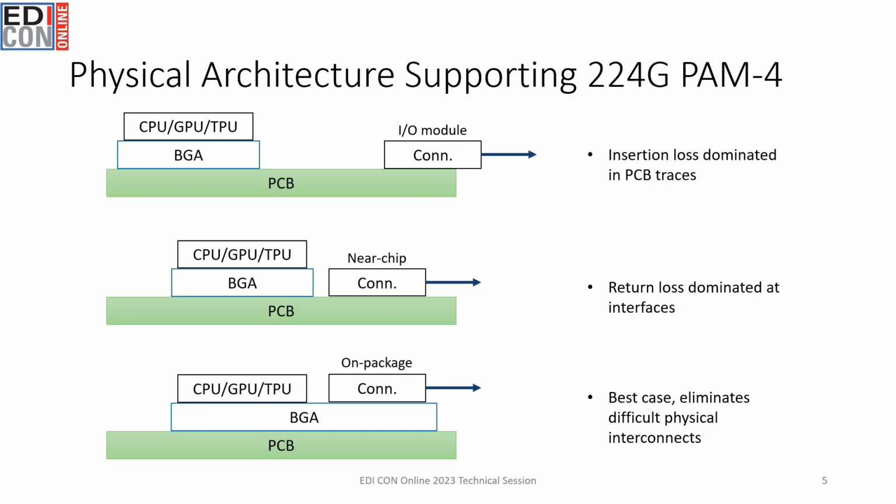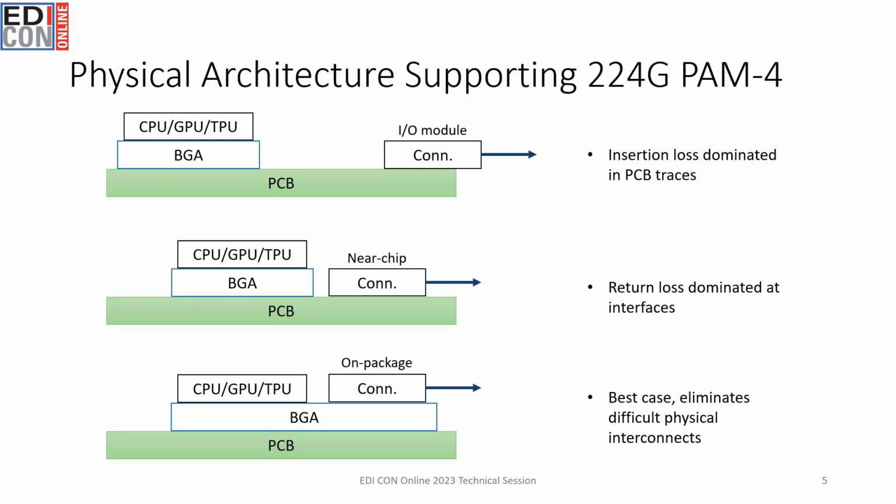So now the loss mechanism in these interconnects switches from insertion loss dominated to return loss dominated. And then this requires very good impedance matching at each end of the interconnect, both under the BGA and under the connector.